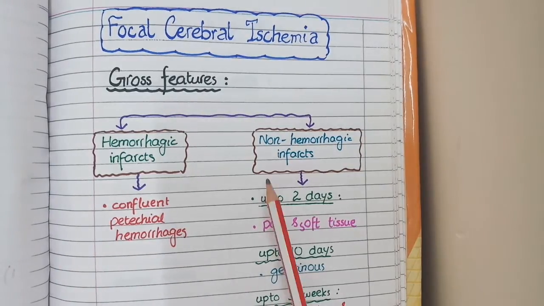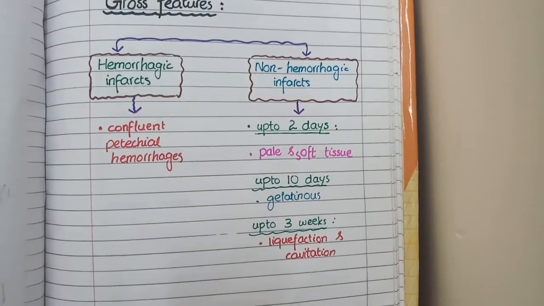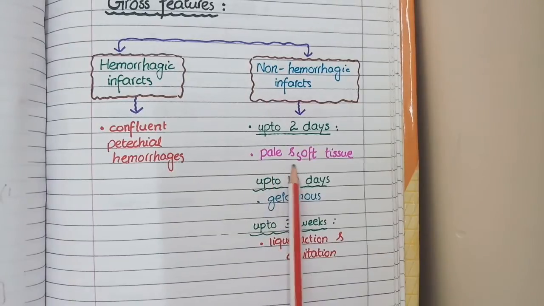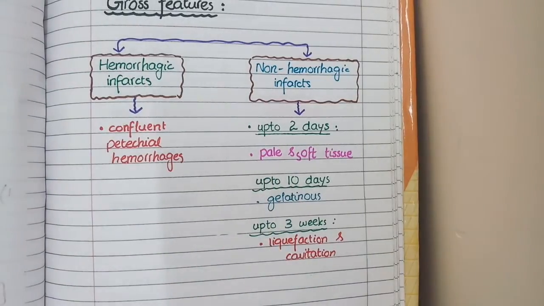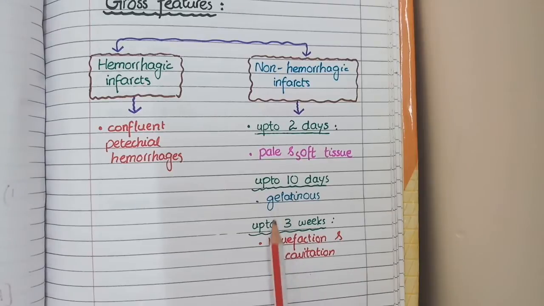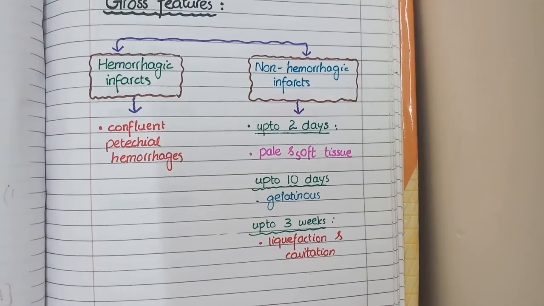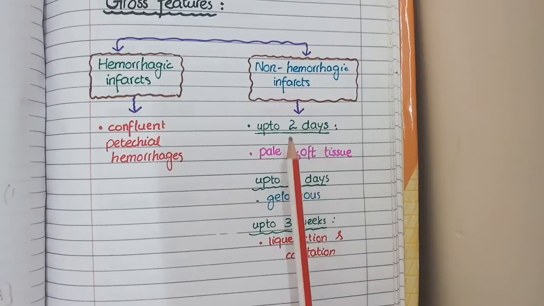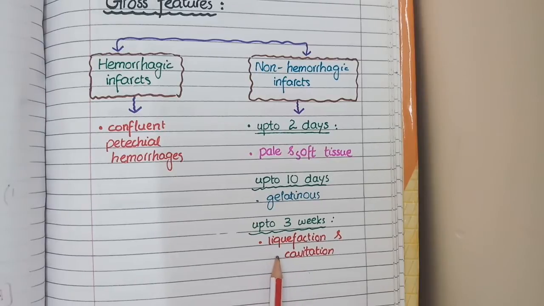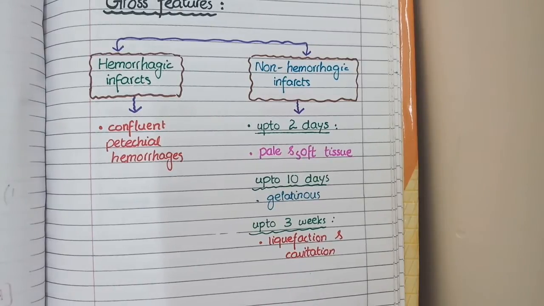And in cases of non-hemorrhagic infarcts that are caused by occlusion of arterial circulation, initially the brain tissue becomes pale and soft. Then this pale and soft tissue becomes more gelatinous in next 10 days, and then up to 3 weeks this gelatinous tissue develops liquefaction and cavitation, which we call as liquefactive necrosis. So in non-hemorrhagic infarcts there is progression from pale and soft tissue to gelatinous tissue, and then lastly to liquefaction and cavitation, which we finally call as liquefactive necrosis.